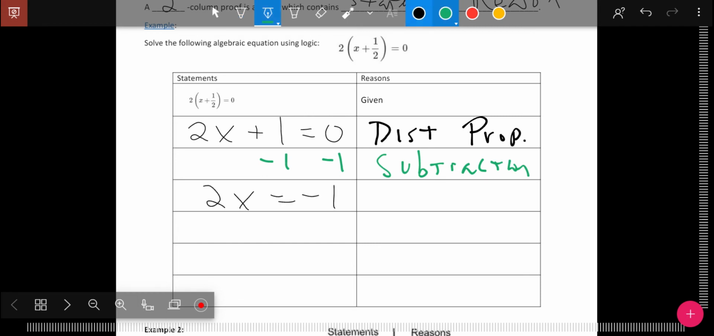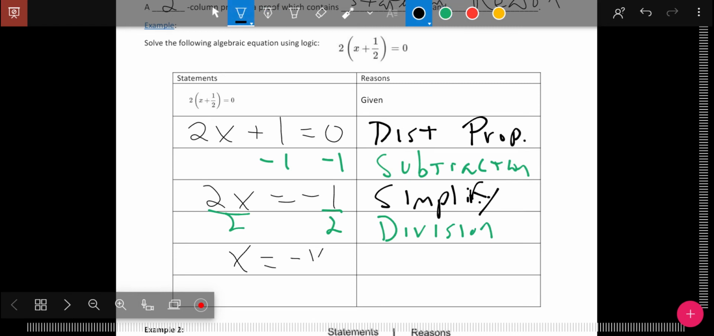There, all I did is the actual math, and so I simplified it. Now, to solve this next step, I would divide both sides by 2, which is division. And so I get x equals -1/2 by simplifying it, by just doing the math. So I do the problem on the left side, and I put my reasons for each step on the right side. I have to explain how I got there.